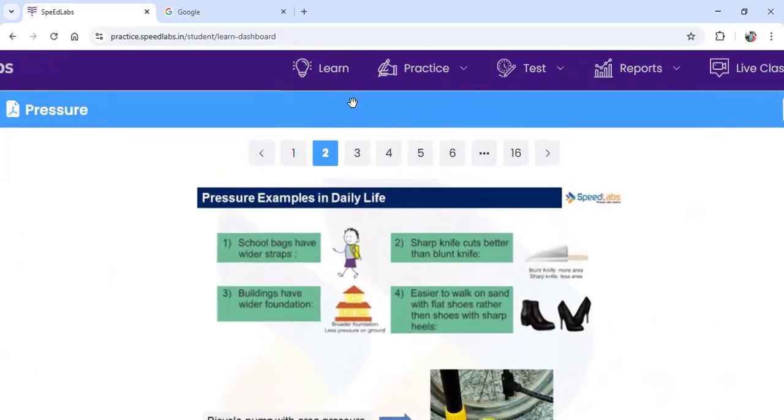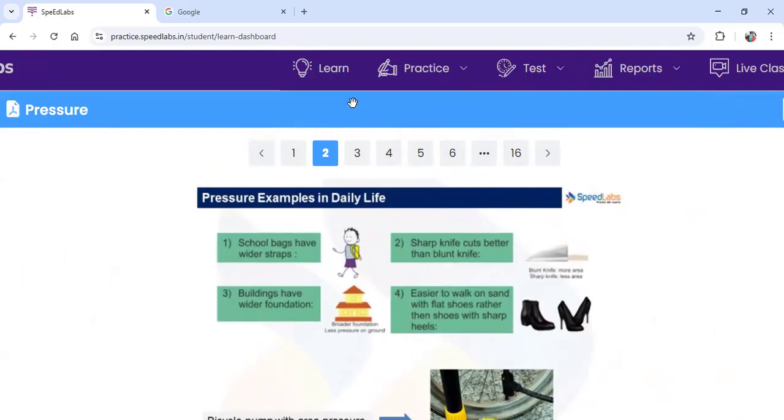Next up, pressure examples in daily life. You can see, children, school bags have wider straps, yes or no? So that the area of cross section is more, meaning pressure will be less. Sharp knives cut better than blunt knives, yes, because the area of cross section is less, so the pressure exerted will be more. Buildings have wider foundations, yes, because area is more, meaning pressure exerted on the building will be less.